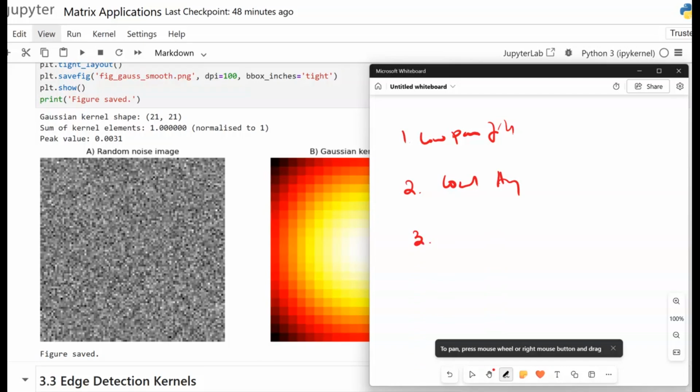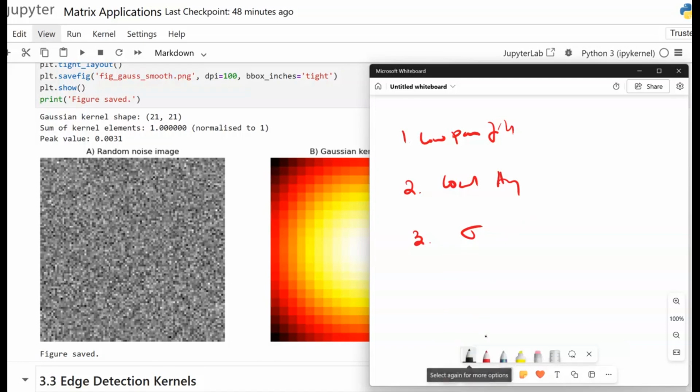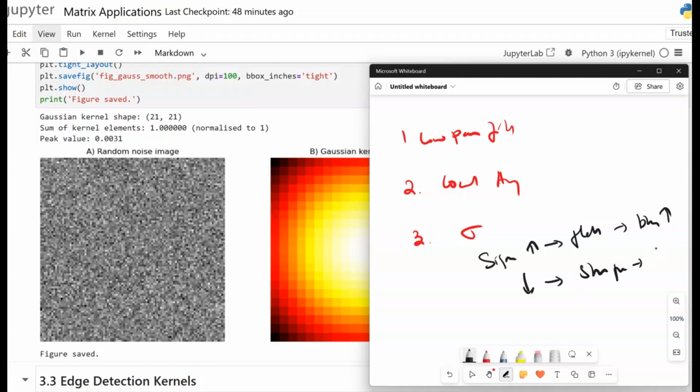And the third important thing is the sigma. The role of the sigma here is not a standard deviation; it is just the spread parameter. Kindly see here: if the sigma is larger, the kernel would be flattened and the blur would be stronger. And if the sigma is small, the peak would be sharper and the blur would be reduced. That is, less blur would be there.